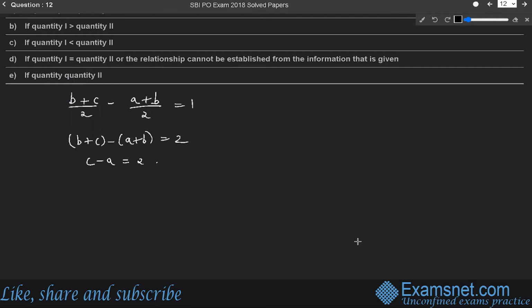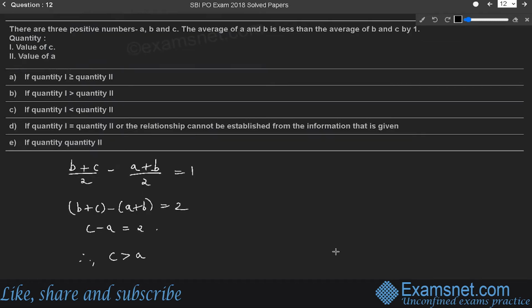Since the difference between C and A is positive, therefore we can say that C is greater than A. Therefore we can say that quantity 1 is greater than quantity 2. So the correct option will be option number B here, if quantity 1 is greater than quantity 2.